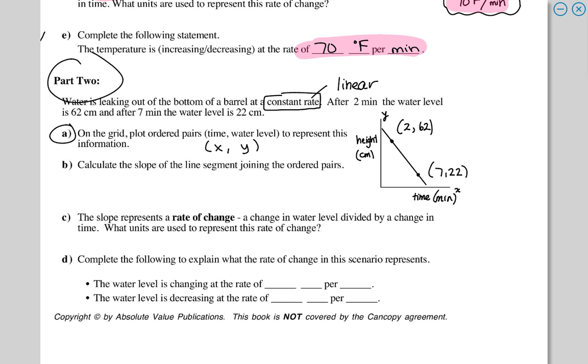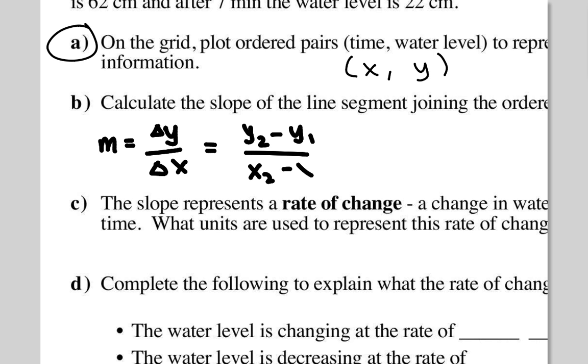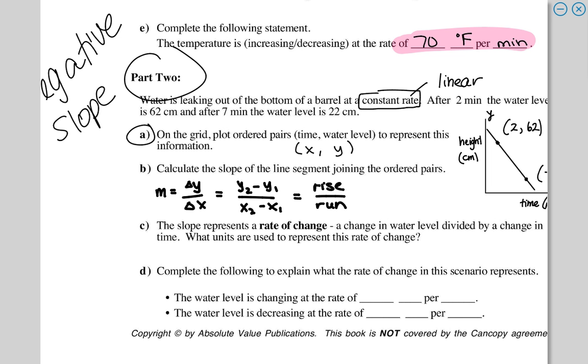So let's calculate the rate of change here. First of all, just jot down the formula. Remember M, and I'll write this all really longhand on this one, but you don't have to do this. Delta Y over delta X, Y2 minus Y1 over X2 minus X1. And just keep in mind that this is the rise divided by the run. These are all the same thing.